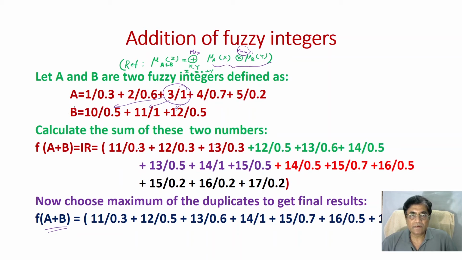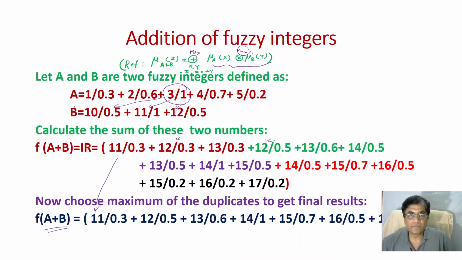So 11. 11 is 1. Is there any other 11? Let me see. 11, 11, 11, 11. No other 11. So I have kept this as it is. Then come to 12. So 12, 12, 12. Any other 12? Yeah, this is one 12.